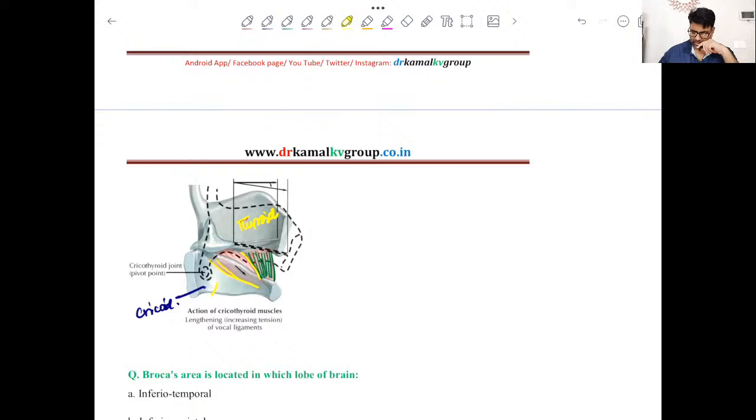Therefore this muscle is cricothyroid, and it has got two parts, and when it contracts, it tenses the vocal cord, it stretches the vocal cord.